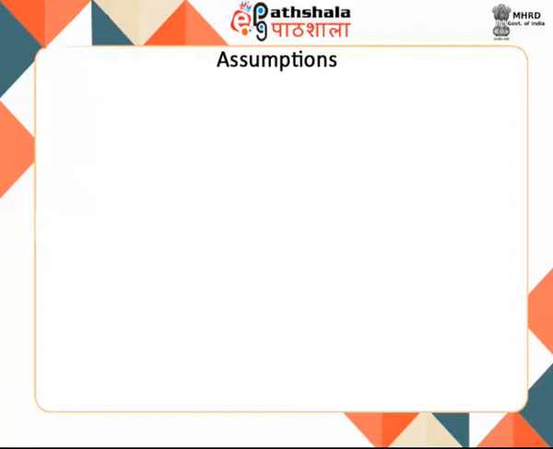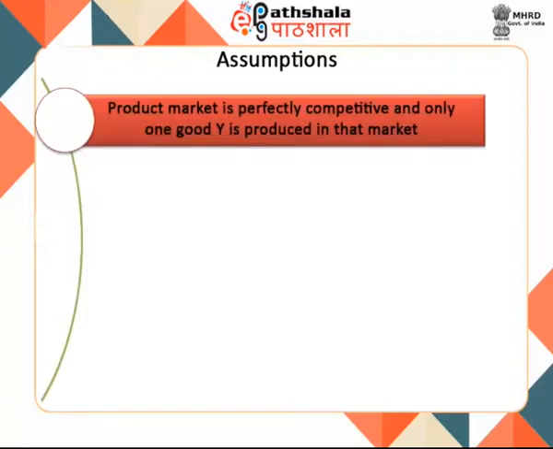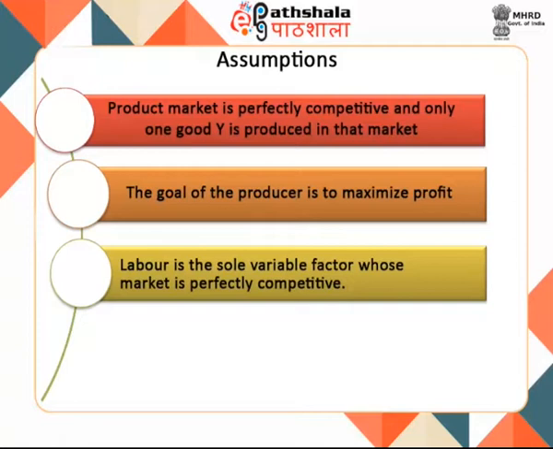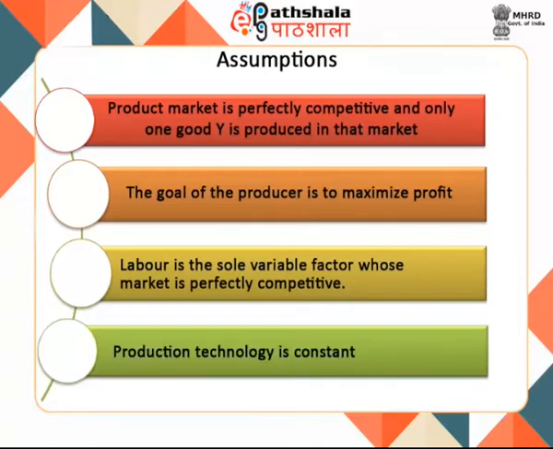They are: 1. Product market is perfectly competitive and only one good Y is produced in that market. 2. The goal of the producer is to maximize profit. 3. Labor is the sole variable factor whose market is perfectly competitive. And 4. Production technology is constant.